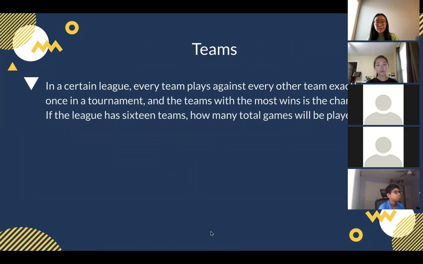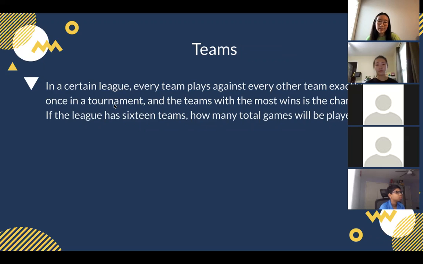Okay, so you can also apply this to team problems. In a certain league, every team plays against every other team exactly once in a tournament, and the team with the most wins is the champion. If the league has 16 teams, how many total games will be played? So go ahead and try and solve this, and you can also type what strategy you used in the chat.